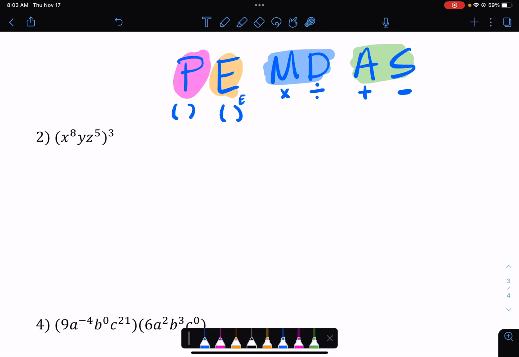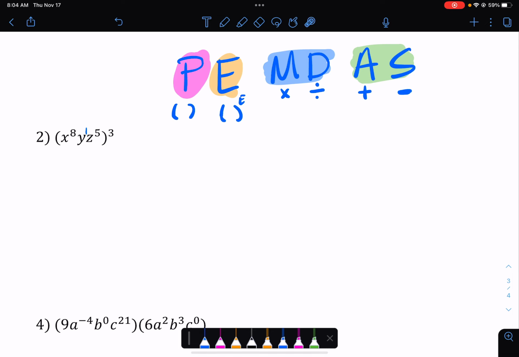Problem number 2. Here's what we have: x to the 8th, y, remember there's a 1 here, and then z to the 5th, all raised to the power of 3. I'm going to go ahead and write that 1, because we know if there's not an exponent written, there is a 1, and it's right there. All right, bam. So how do we approach this?